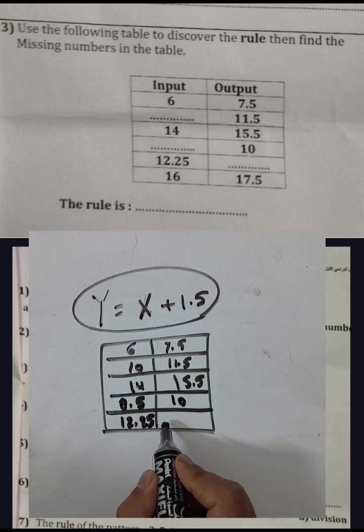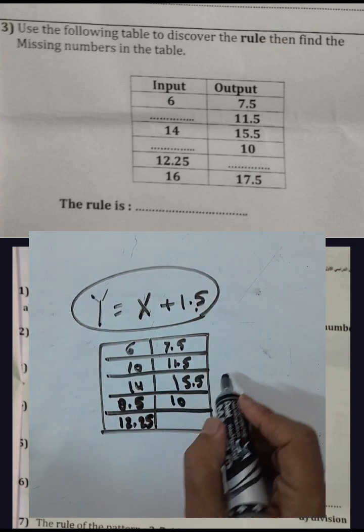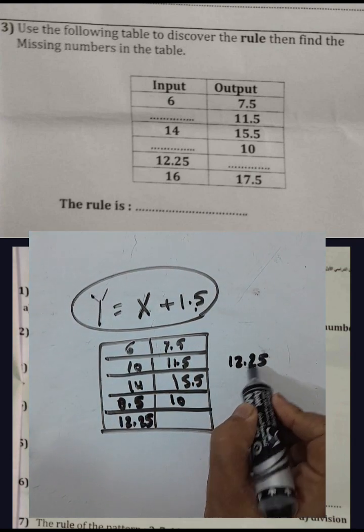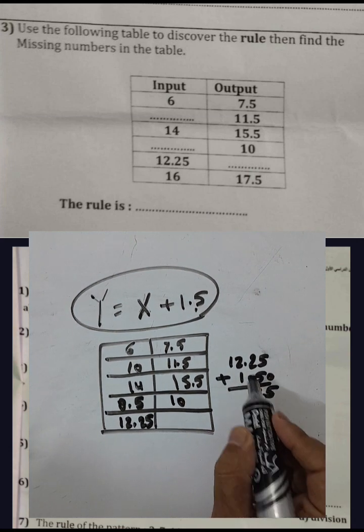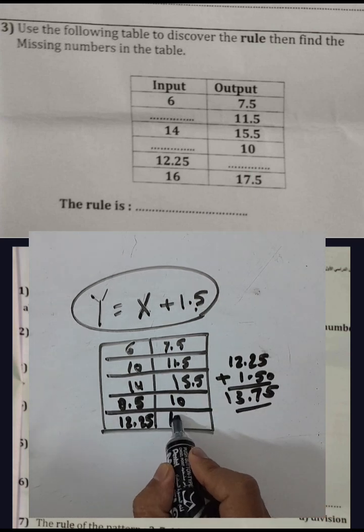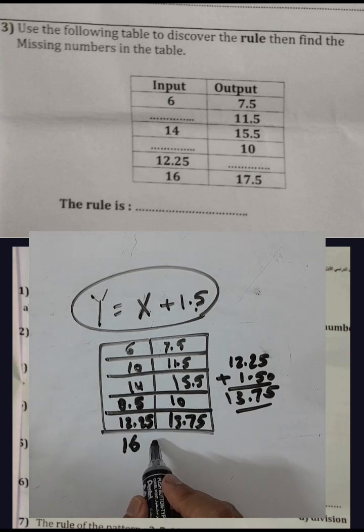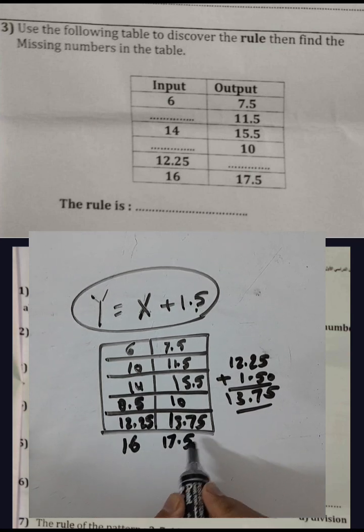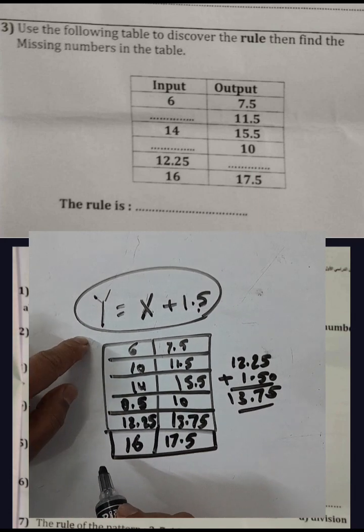And 12.25 plus 1.5, where x is the input and then the output. 12.25 plus 1.5: 5 plus 0 is 5, 2 plus 5 is 7, 2 plus 1 equals 3, the result will be 13.75. And for input 16, the output will be 17.5. He gave us the rule. Okay, then the rule here is y equals x plus 1.5.